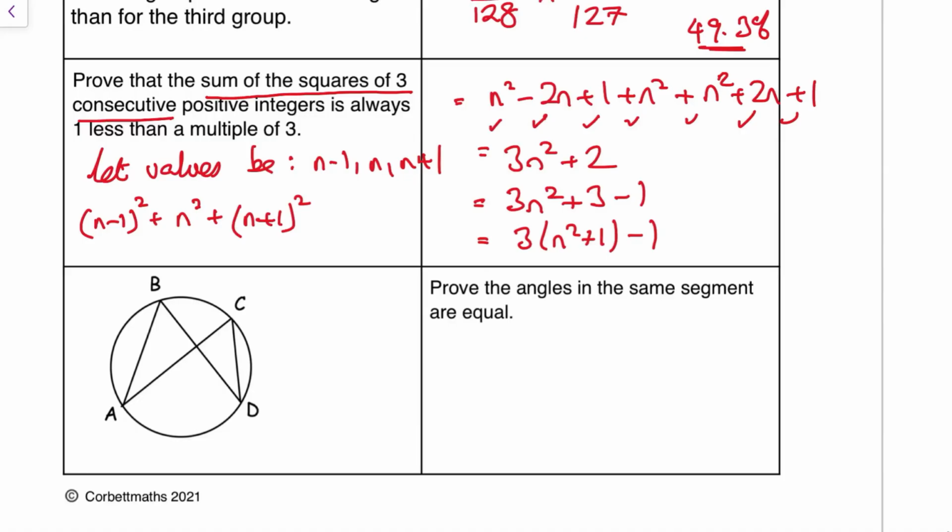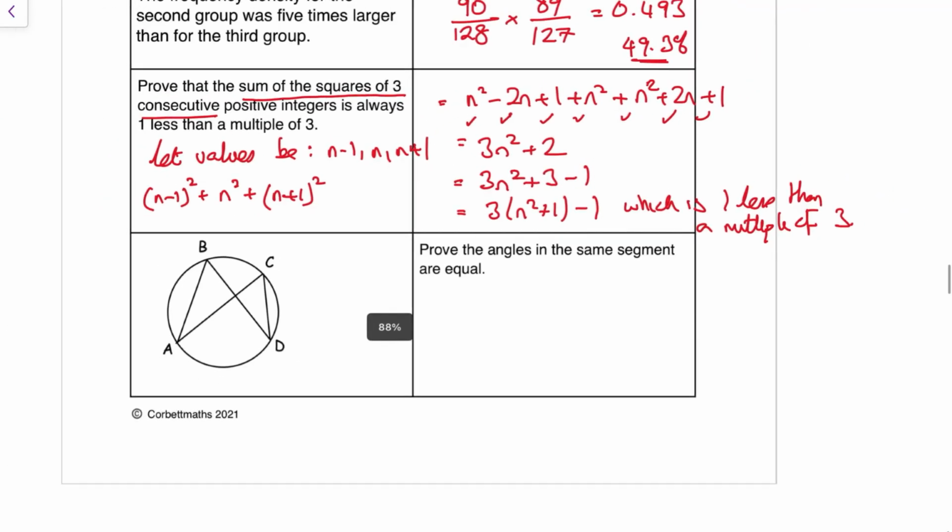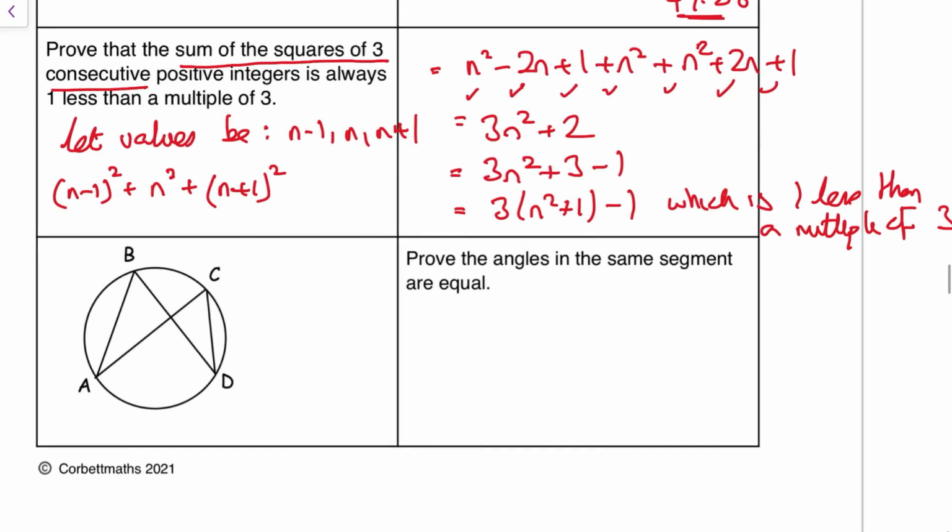Now, in a GCSE exam, just state what you've done, just to be clear, rather than just go, well, here's some algebra. I'm not telling you what it is. So I'm just going to say, which is 1 less than a multiple of 3. So I've just stated the question in many ways, just to make sure I get that sort of conclusion mark at the end. Good question that, either way done.